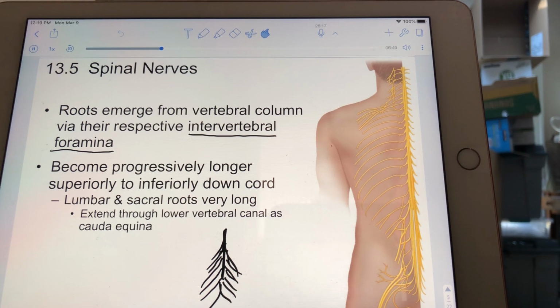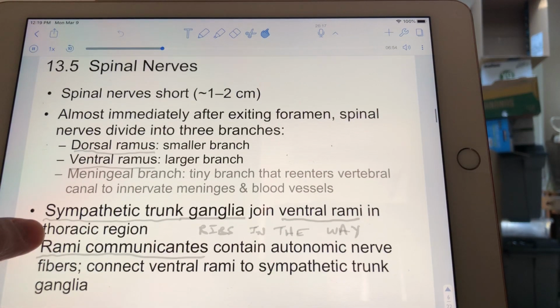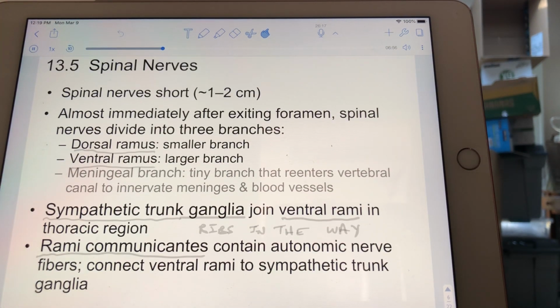Okay, on to slide number 6. Spinal nerves, at least the portion that runs through the intervertebral foramen, is quite short, maybe 1, maximum 2 centimeters in length. And as soon as they exit, if you will, the vertebral column and are no longer encased in bone, then they likely branch.